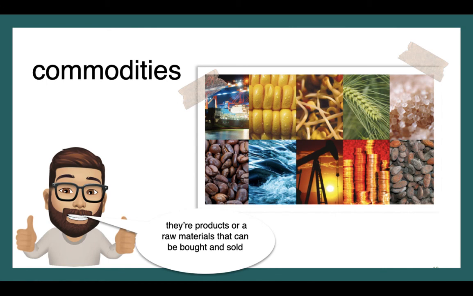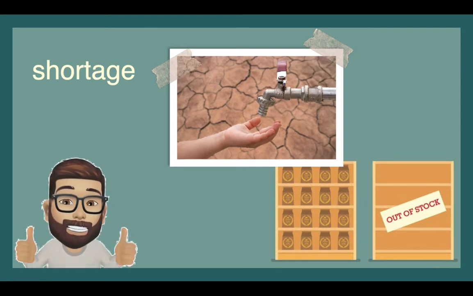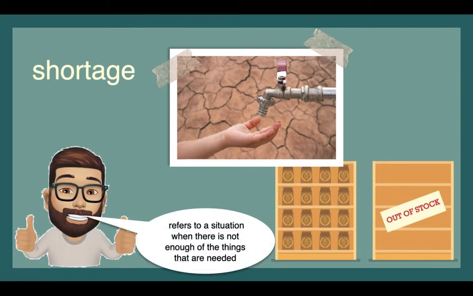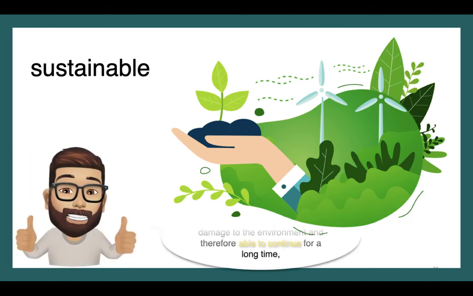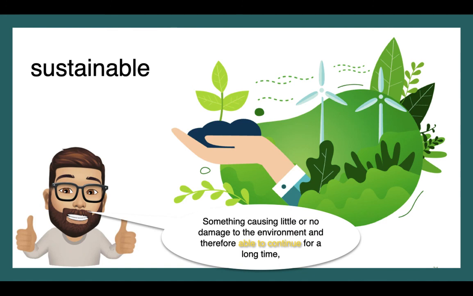Commodities. They are products or raw materials that can be bought and sold. Shortage refers to a situation when there is not enough of the things that are needed. Sustainable. Sustainable means that something causes little or no damage to the environment and therefore is able to continue for a long time.